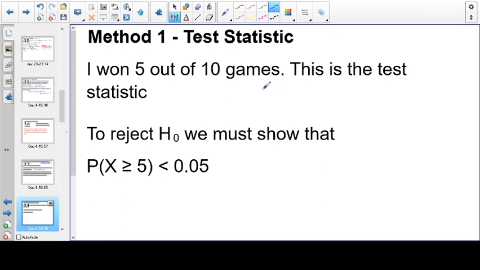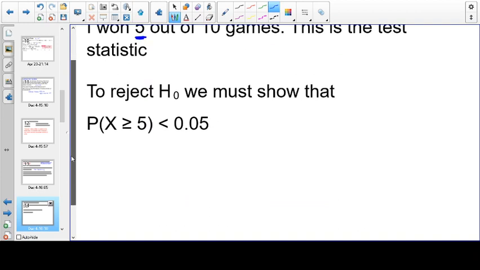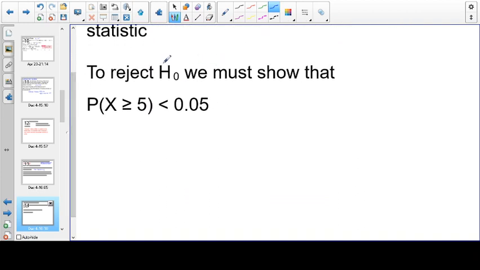Okay, so method 1 is using the test statistic. So if you're given a specific number of something that's happened out of a number of trials, then you've got a test statistic. Okay, in order to reject the null hypothesis and conclude that I have cheated, we need to show that the probability of winning 5 or more games is less than 0.05. So I'll just explain where these numbers come from.